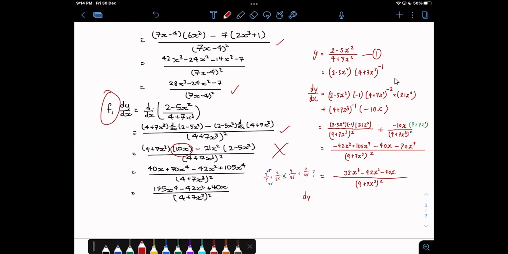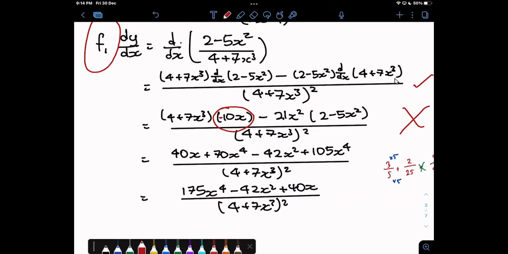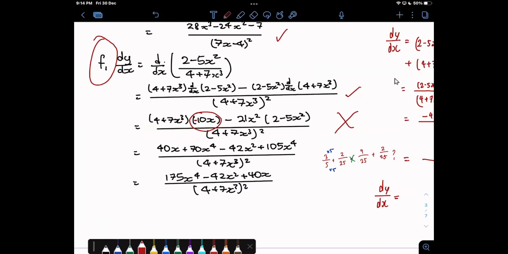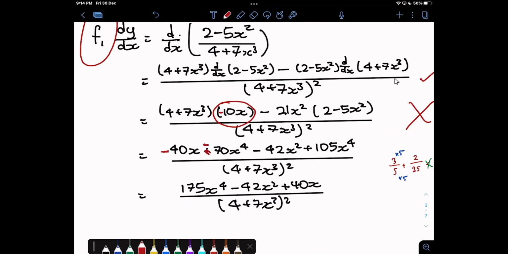So now, quotient rule. Of course, your answer here is correct. It's only that the 10x should have been a negative 10x. So let me just do the correction for you and show you that they will give you the same answer. So if this is negative 10x instead, this here will be negative 40x, and this here will be a negative 70x to the power 4.